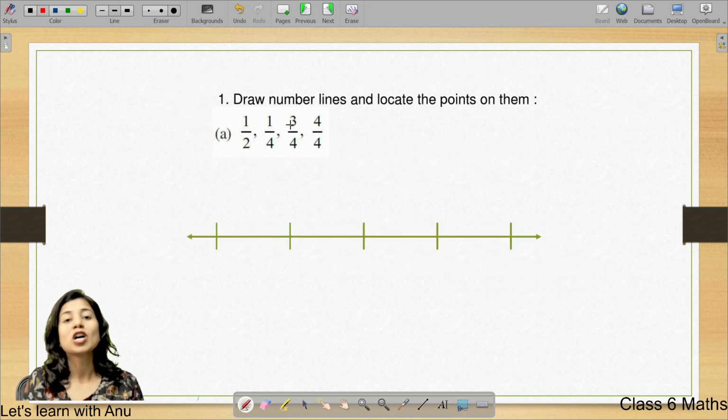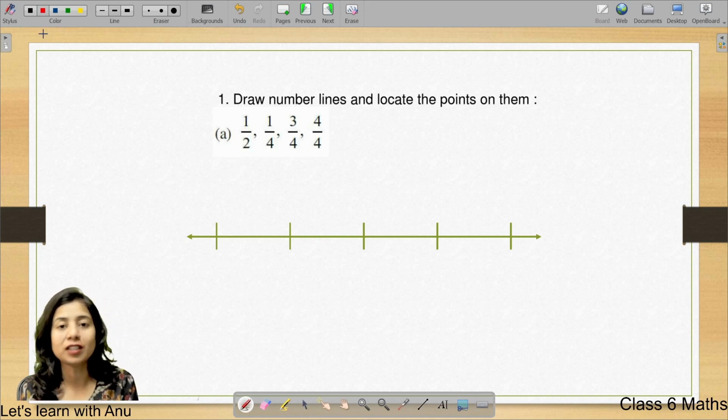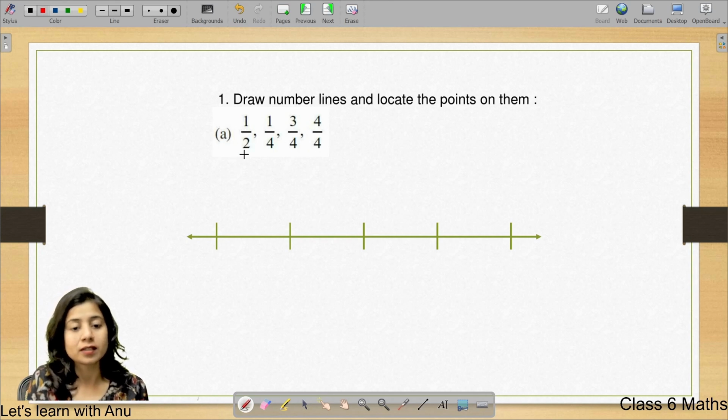Question number 1. Draw number lines and locate the points on them. So the points are 1/2, 1/4, 3/4 and 4/4. So the first part is that we have to observe the denominator. But in this particular question, if we see carefully, here the denominator is 2 and in the rest the denominator is 4. So my first task will be to make the denominator same. And how can we do that?